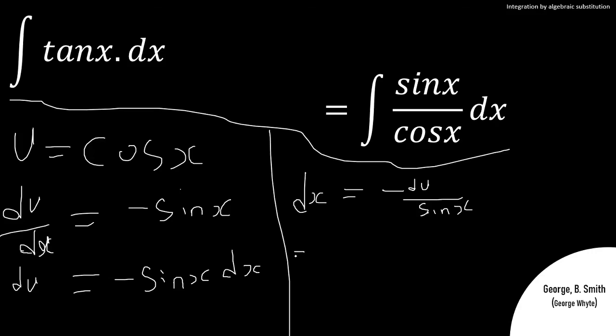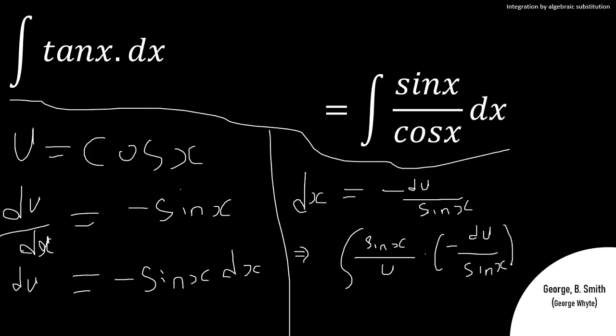I'll do that in this expression. If I do that now, my solution is going to be the integral. Sine x remains sine x, obviously. In place of cos x, what I have now is u, times in place of dx, minus du all over sine x. So now sine x will cancel out sine x. What we are going to be having there is minus the integral of du all over u.